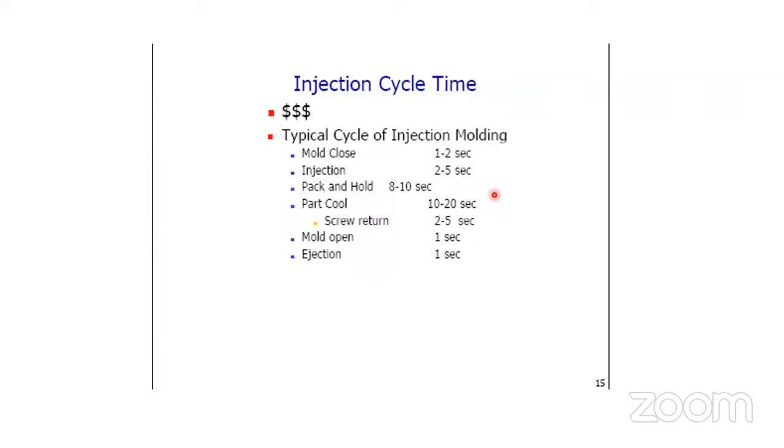Injection, 2 to 5 seconds. The material on the front side, which you have to pass into the mold, takes 2 to 5 seconds. Then pack and hold. I told you: packing, holding, and cooling. Pack and hold take 8 to 10 seconds because the article should be formed there. There should be pressure on the cavity and the core. Therefore, it takes 8 to 10 seconds.